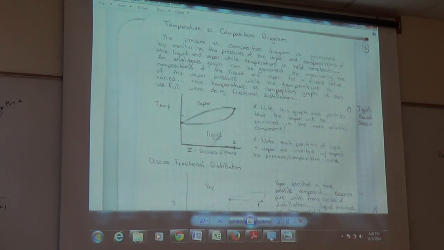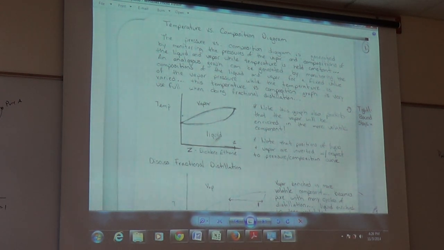The vapor has decreased in its concentration of component A, therefore it's increased in its concentration of component B. So it's becoming enriched in the more volatile component. And so you can look at either one of these graphs, a pressure versus composition or a temperature versus composition, and you can draw the conclusion that for these ideal systems, the vapor is enriched in the more volatile component. So this is how the whole fractional distillation thing is done.